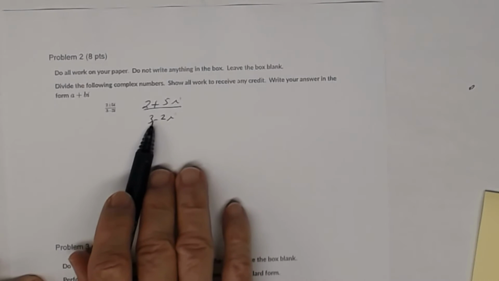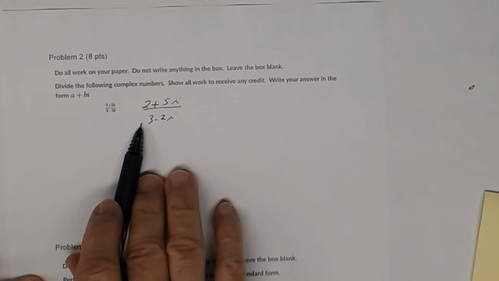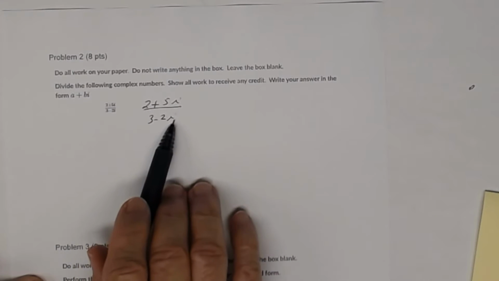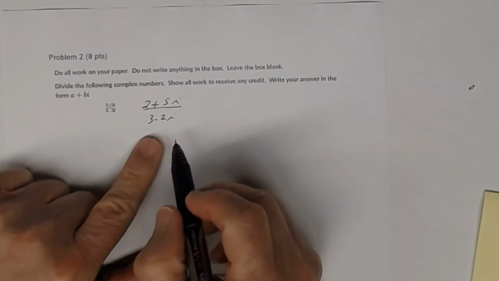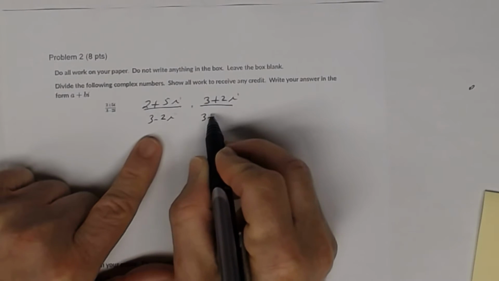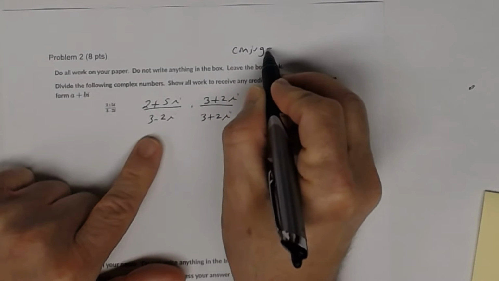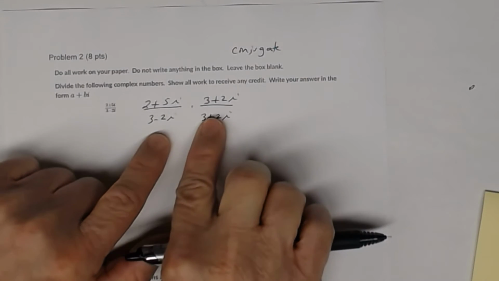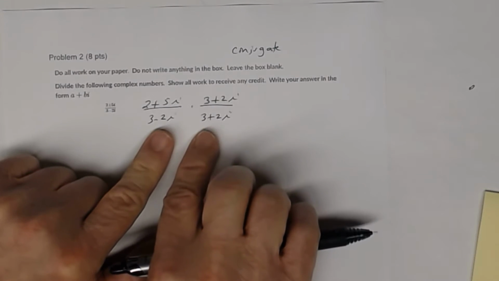And since this is a binomial, since this is a complex number, one way to get this to be a rational number is to multiply both numerator and denominator by the conjugate of the denominator. So the conjugate of 3 minus 2i is 3 plus 2i. But what you do to the numerator, you have to do to the denominator. So remember the word conjugate. And what that does, remember, is that when you multiply these two conjugates, you're going to get a rational number. And you're going to see that.